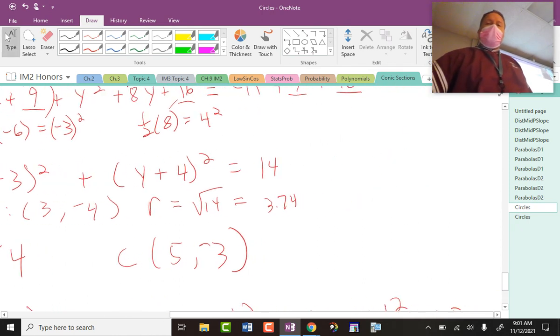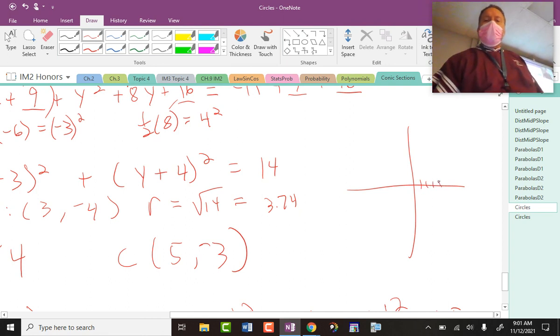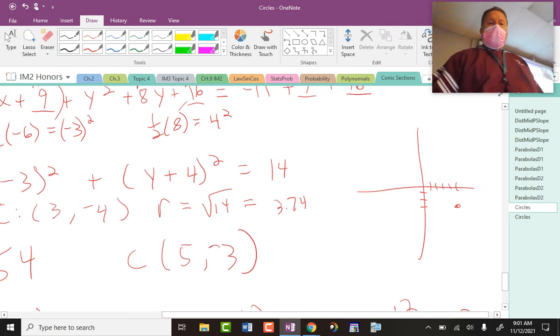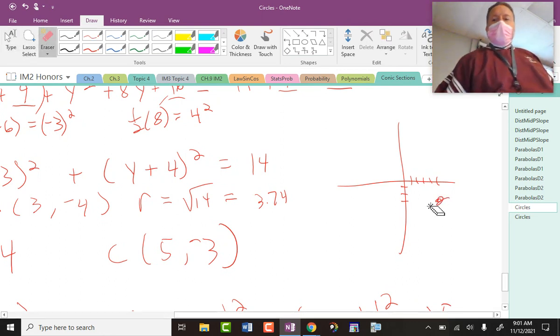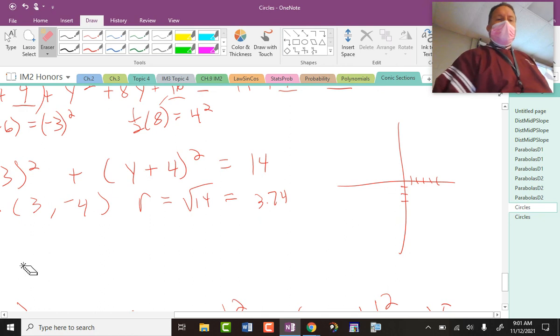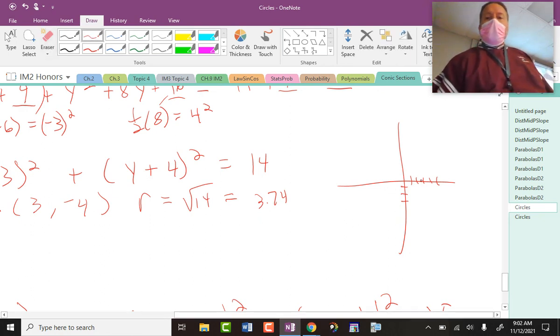Super fast in graphing this. I think you can get it, but let's just make sure. Go to 5, negative 3. Say that again? Oh, you're right. 3, comma, negative 4. That's for the question that we did earlier. Get that out of the way. That fooled me. 3, negative 4.